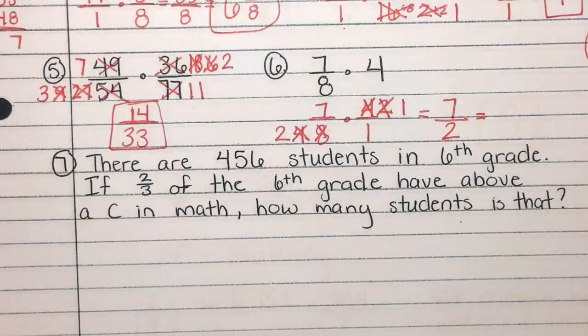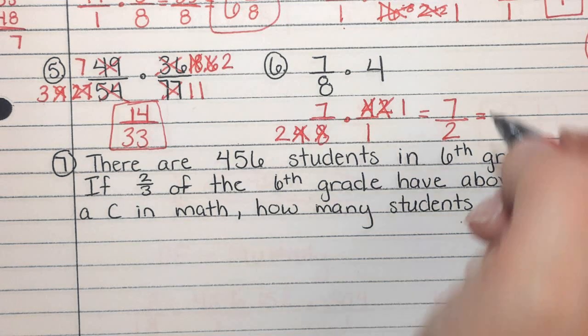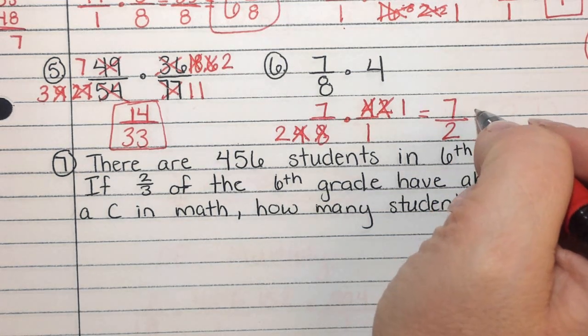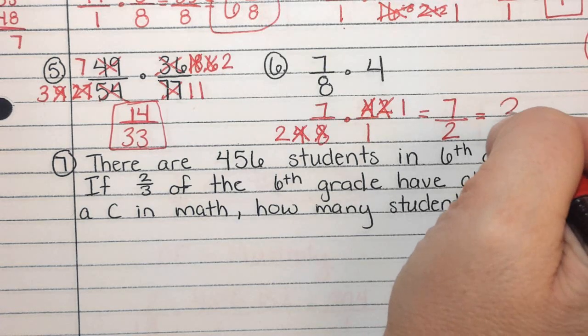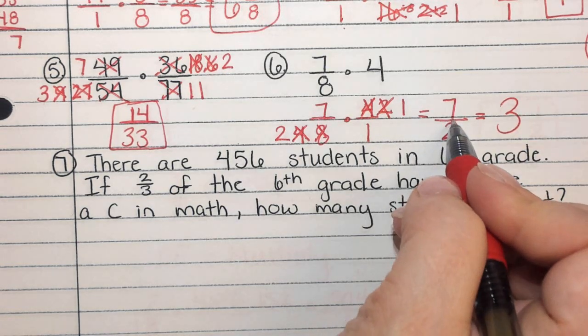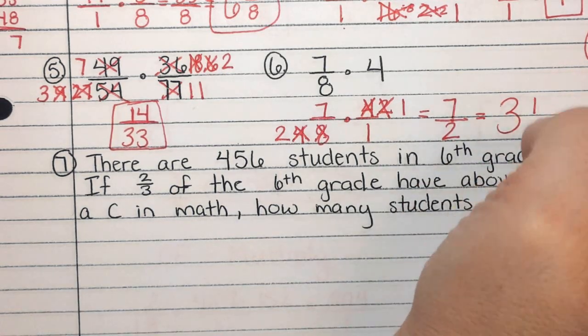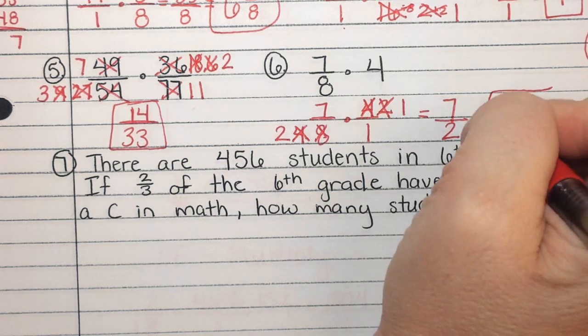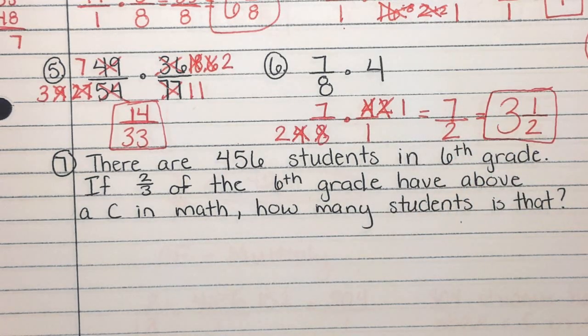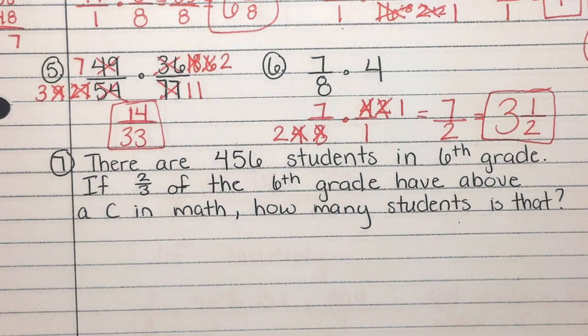All right, that will not simplify anymore, but can I leave it like that? So we're going to divide. How many times will 2 go into 7? 3 times. But that gives me 6, so how many is still left over? 1. And then we put 2 on the bottom. Okay?